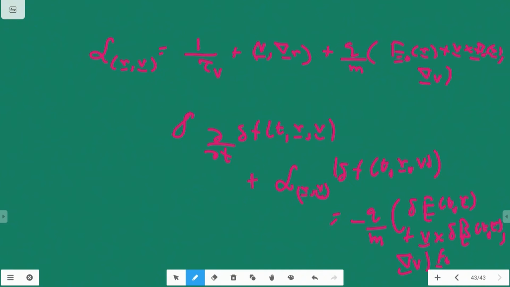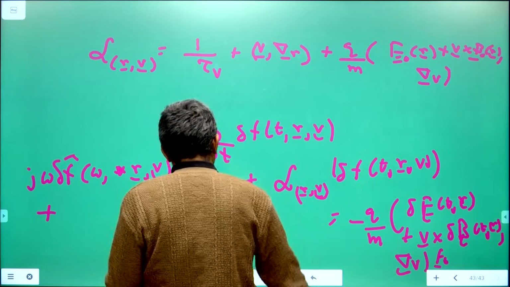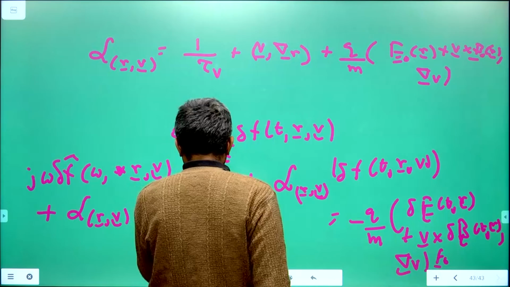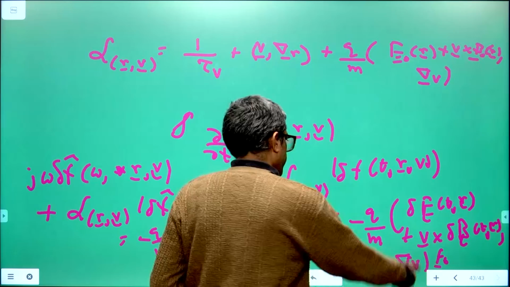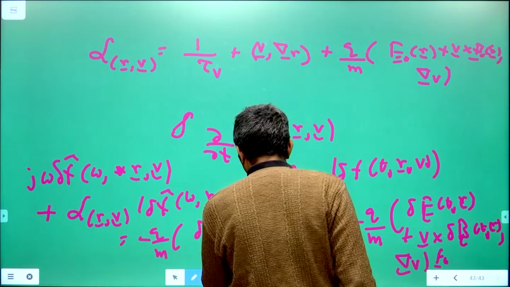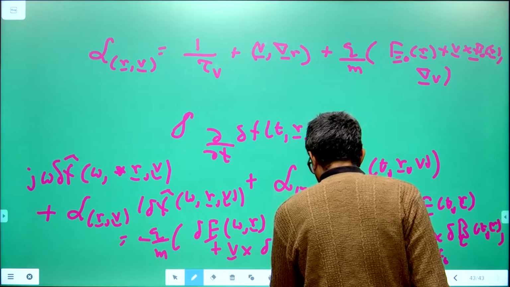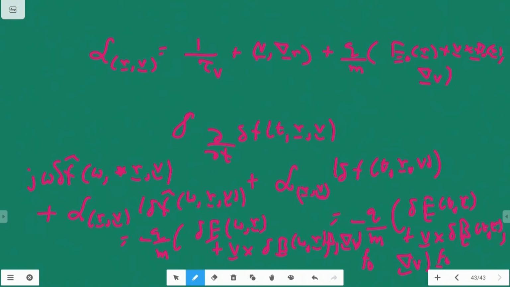So, in principle, you can take, for example, the Fourier transform with respect to time of this equation. That will give you jω times the Fourier transform of the distribution function, delta f cap. This operator is a time independent operator, so I can take the Fourier transform inside, and it becomes L(r, v) into delta f cap of (ω, r, v). This is equal to minus q/m times the Fourier transform of the electric and magnetic field terms, delta E(ω, r) plus v cross delta B(ω, r), dot del_v acting on f0. Now, del_v acting on f0 is simple, it is simply minus m v by kT into f0. So, I can substitute that here.